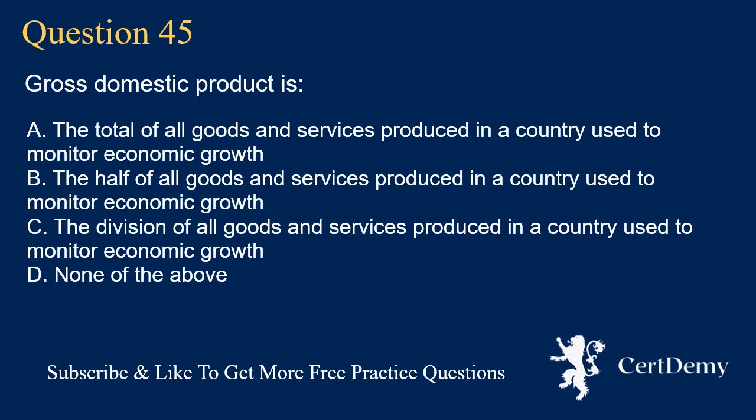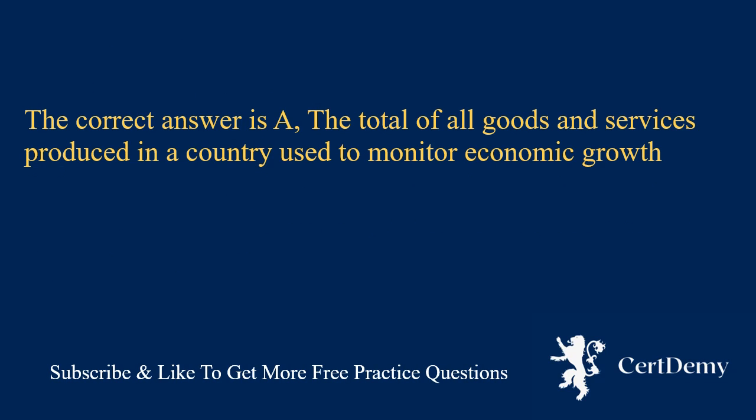Question 45. Gross domestic product is A. The total of all goods and services produced in a country used to monitor economic growth. B. The half of all goods and services produced in a country used to monitor economic growth. C. The division of all goods and services produced in a country used to monitor economic growth. D. None of the above. The correct answer is A. The total of all goods and services produced in a country used to monitor economic growth.